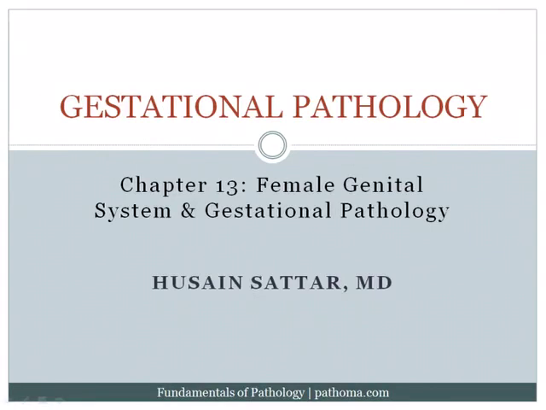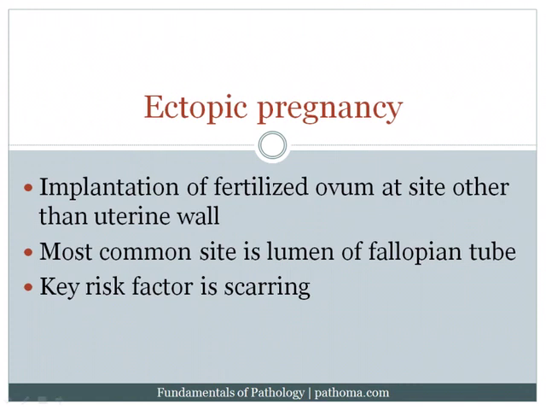Okay, last section of this chapter, gestational pathology. The first disorder that we want to talk about is ectopic pregnancy. So the idea here is that we get implantation of a fertilized ovum at a site other than the uterine wall. The most common site is the lumen of the fallopian tube, and the key risk factor is scarring.